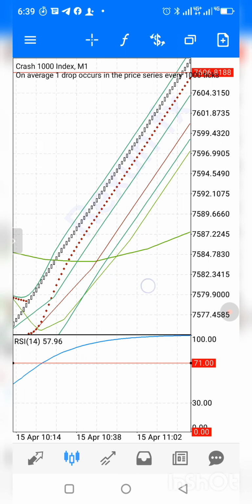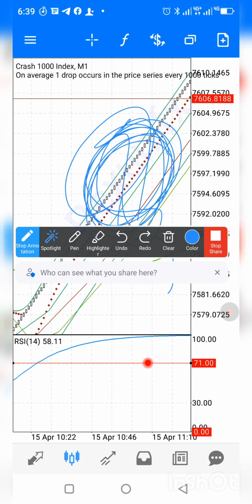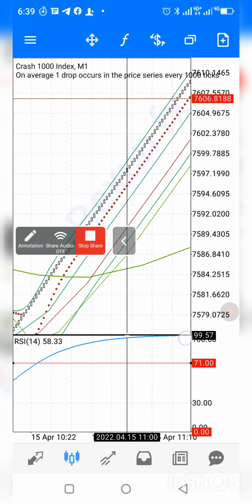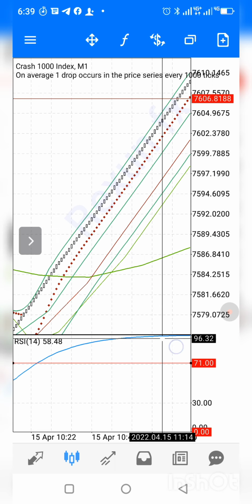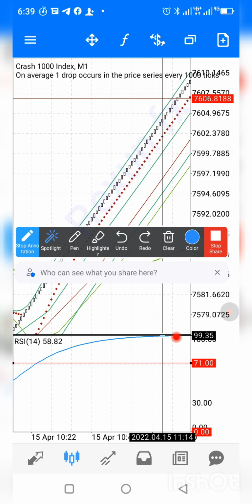So now, the moment the RSI got to around 99, you understand, 99, I start to contemplate or start to plan to take the trade. So 99 is around here. When the RSI gets to somewhere here, you can see where the prices are at that point. The price is around here. From this point, you start to contemplate taking the trade.